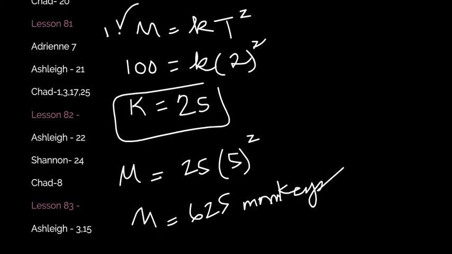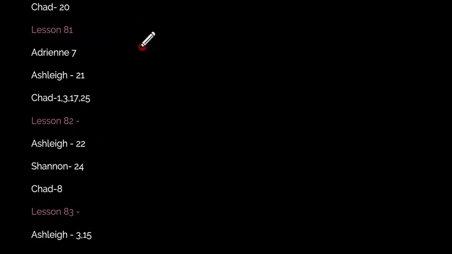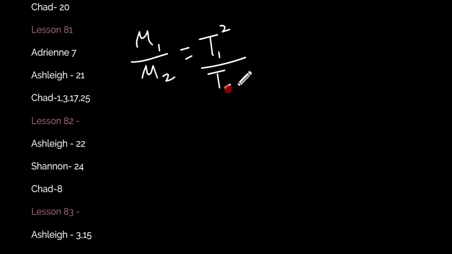All right, let's do it the other way. We're going to get the same answer. Can you believe that? Okay, I'm going to wipe this out. So the next way is you're going to do monkey 1 over monkey 2 equals turtle 1 squared over turtle 2 squared. So monkey 1, it was mentioned, was 100. We have to find the monkey 2's.